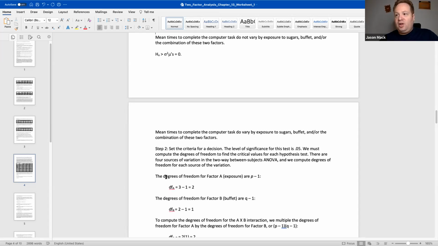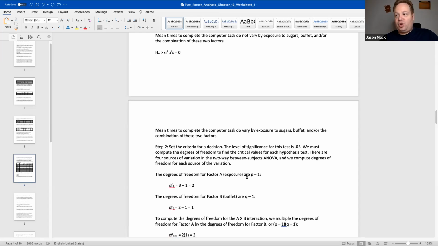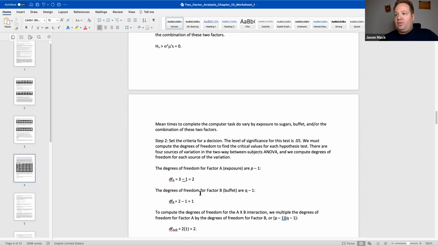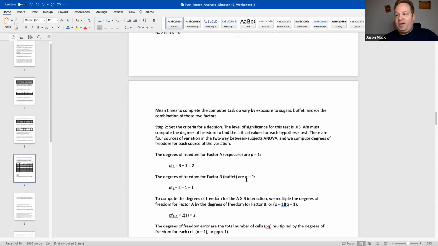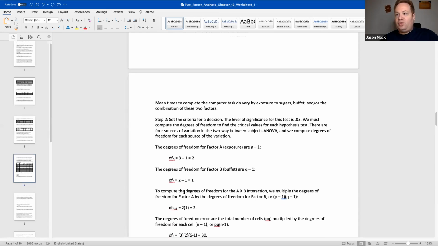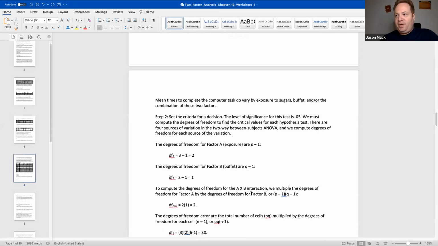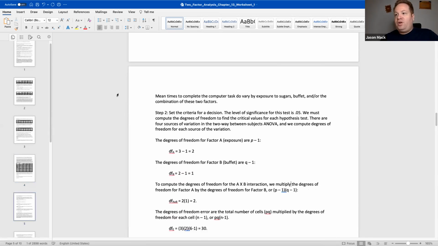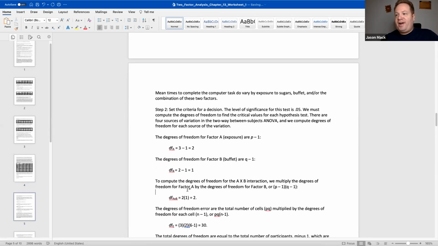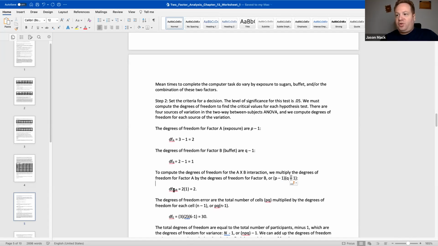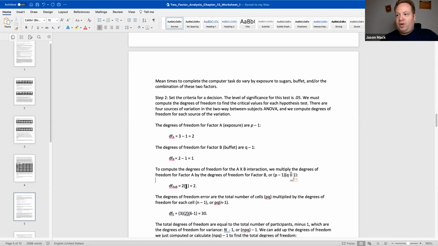So the first one is the degrees of freedom for factor A, or exposure, which are P minus 1. Therefore, degrees of freedom A is 3 minus 1, which is equal to 2. The degrees of freedom for factor B, buffet, are Q minus 1. So the degrees of freedom B is 2 minus 1, which is equal to 1. To compute the degrees of freedom for the A by B interaction, we multiply the degrees of freedom for factor A by the degrees of freedom for factor B, P minus 1 times Q minus 1. So the degrees of freedom A times B is 2 times 1, which is equal to 2.